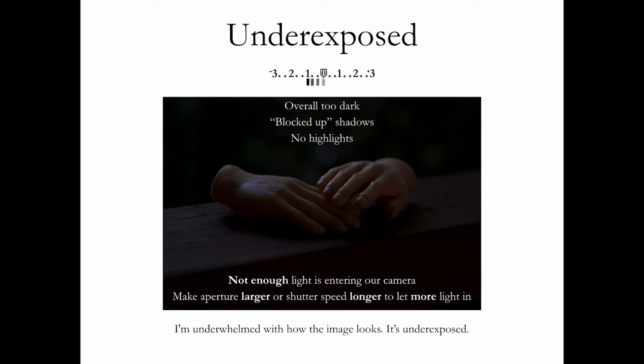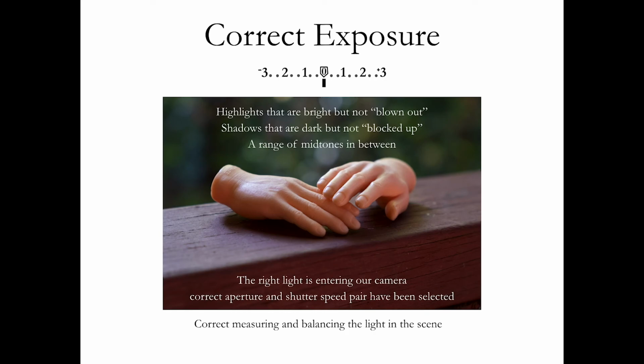When we have the correct exposure, we are letting in the right amount of light. A good exposure depends on calculating the correct aperture and shutter speed pair that will let in the right amount of light for the scene being photographed. So this is about measuring and balancing the light in the scene.